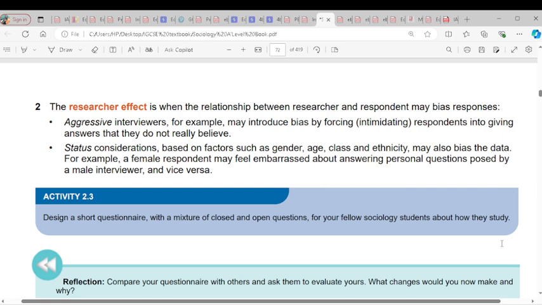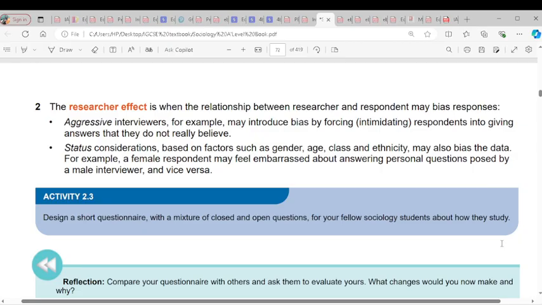You move on. Two, status considerations based on factors such as age, gender, class, and ethnicity may also bias the data. So, status consideration is another problem with structured interviews. Think of the relationships you have with people. When you have a relationship with someone you are interviewing, there will be cordiality, and that affects the validity of the questionnaire.